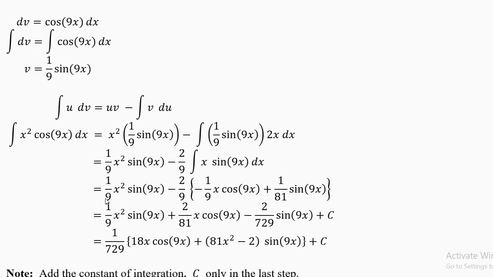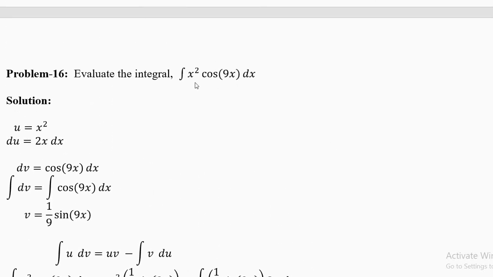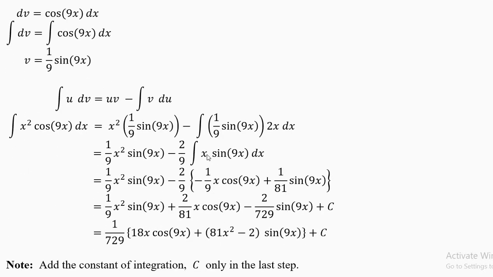Now do some algebra outside, you will get 1 by 9 x squared sine 9x. Write it in several steps till you complete the answer. Then this 2 and this minus, you'll get minus 2 by 9 outside. Inside you have x sine 9x. Now what has happened? You started with x power 2 and here you have x power 1.